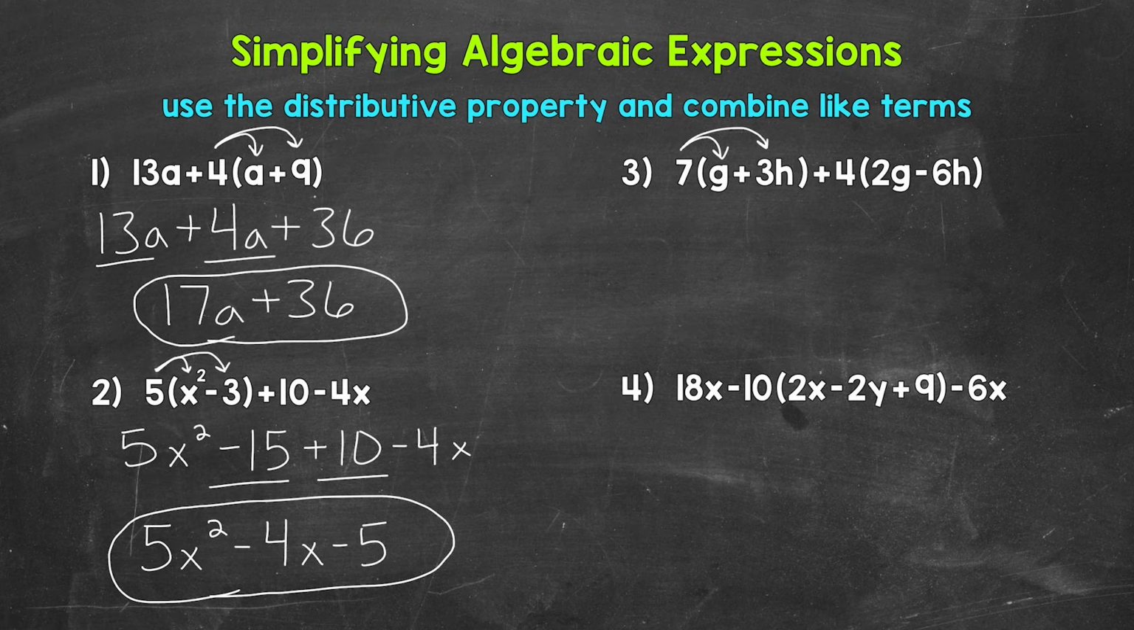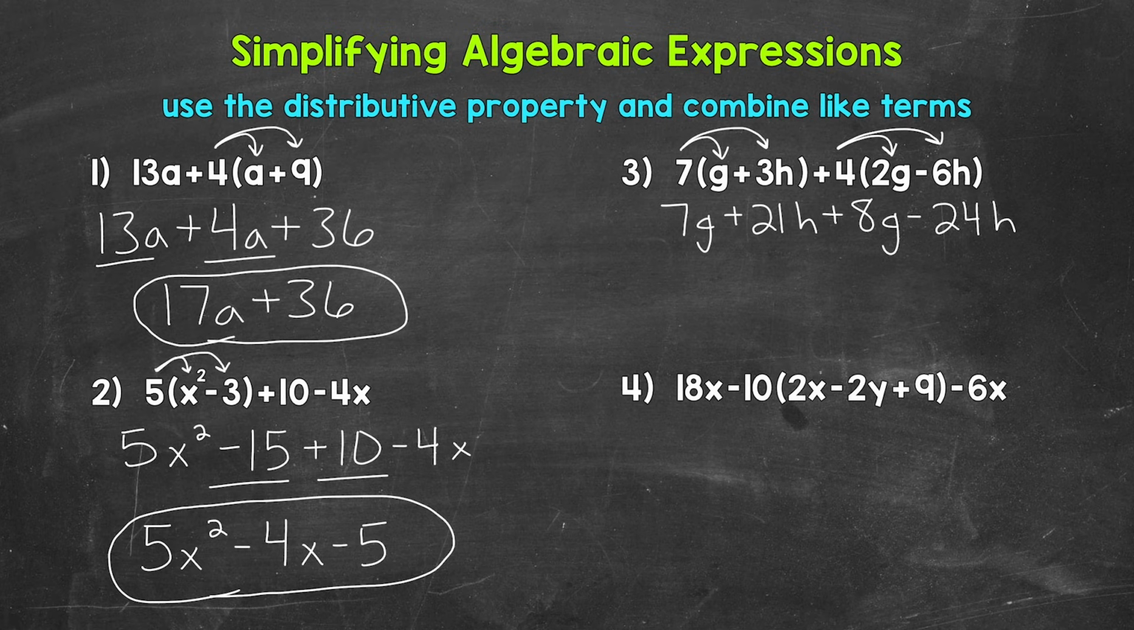So we have 7 times g. That gives us 7g. And then we have 7 times 3h. That gives us a positive 21h. So plus 21h. Then we can distribute the 4 to the 2g and to the negative 6h. 4 times 2g gives us a positive 8g. So plus 8g. And then 4 times negative 6h gives us negative 24h. A positive times a negative equals a negative. So negative 24h or minus 24h.